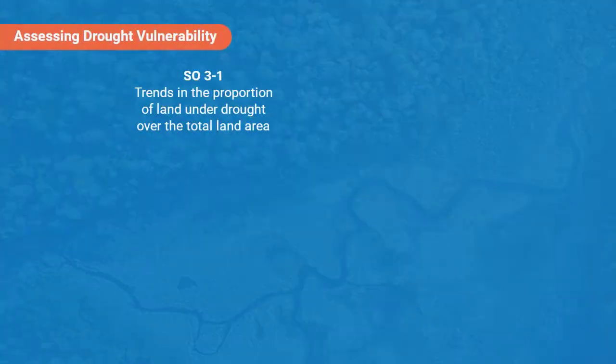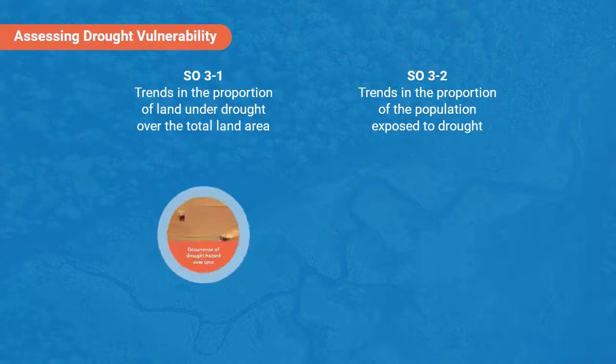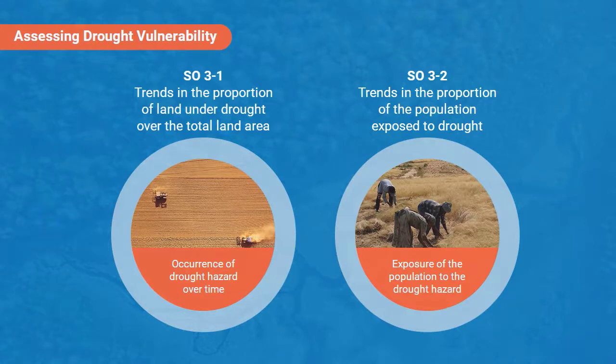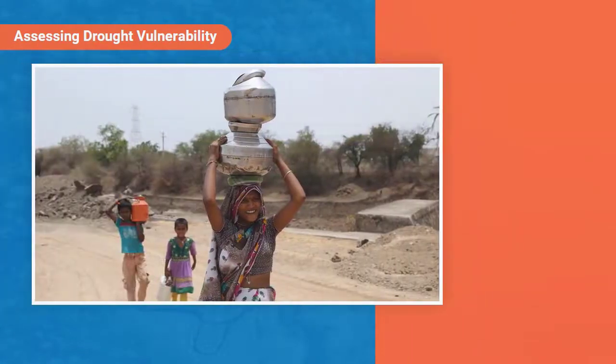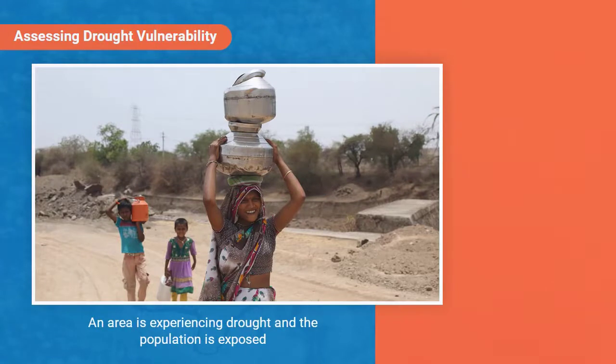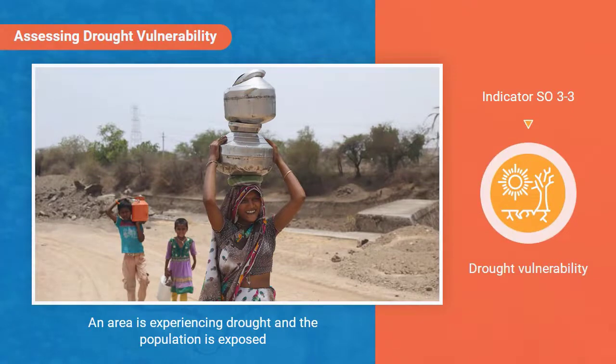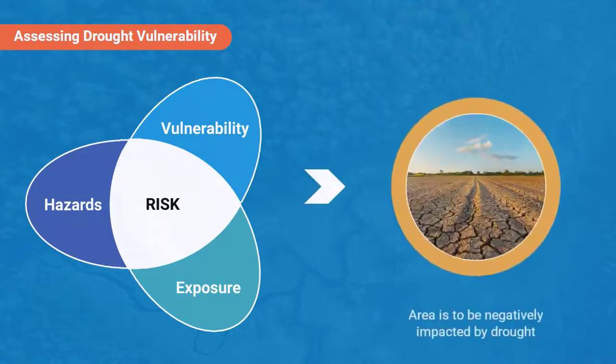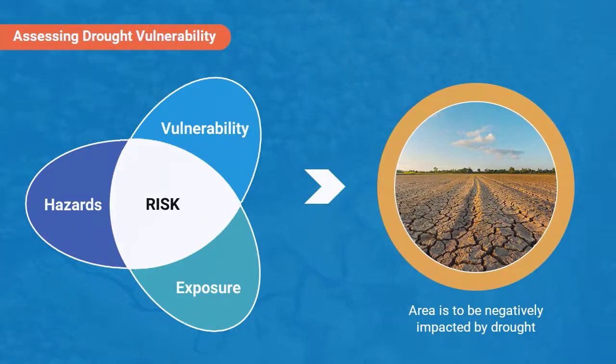Indicators SO3-1 and SO3-2 describe the occurrence of drought hazard over time and the exposure of the population to the drought hazard. However, even if an area is experiencing drought and the population is exposed, they may not be vulnerable to its impact. Thus, indicator SO3-3 addresses the issue of drought vulnerability. When considered jointly, hazard, exposure, and vulnerability enable the assessment of drought risk, which describes how likely an area is to be negatively impacted by drought.